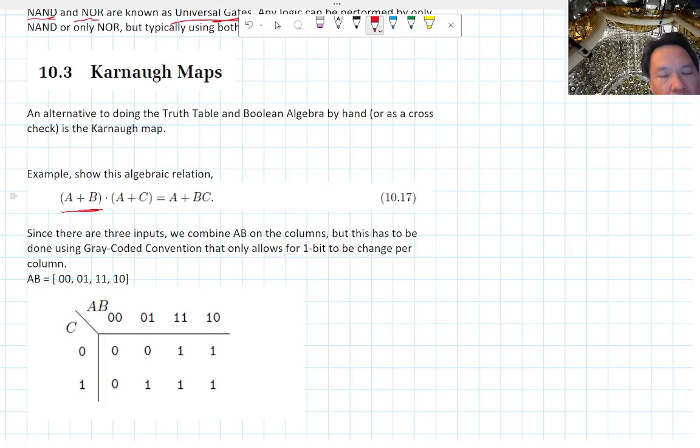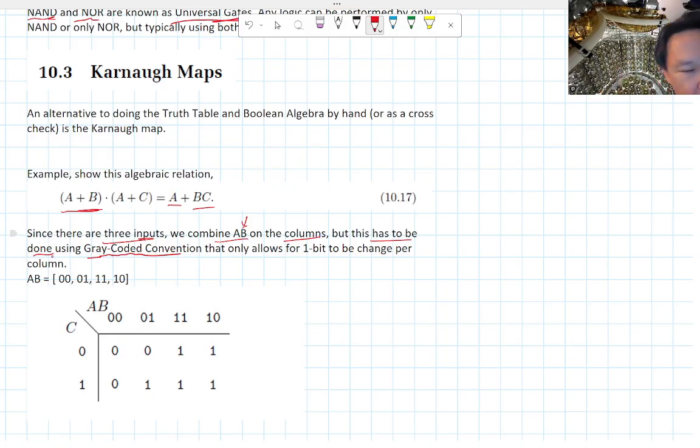What we're going to do is show the relationship where (A or B) and (A or C) is equivalent to A or (B and C). There are three inputs here. On a two-dimensional paper, we're going to combine A and B together in the columns, in a special way, following the Gray-code convention. That means you're only allowed to change one bit at a time. You cannot change 2 bits when you go from one column to the next.